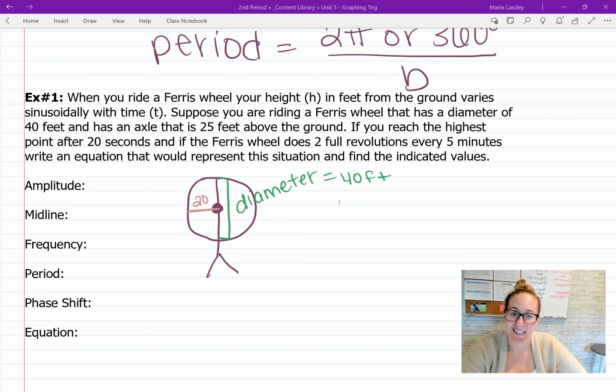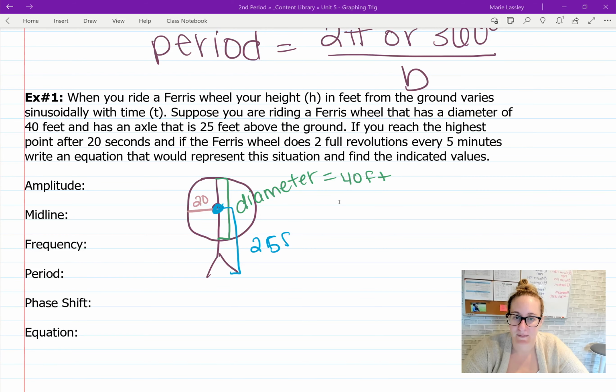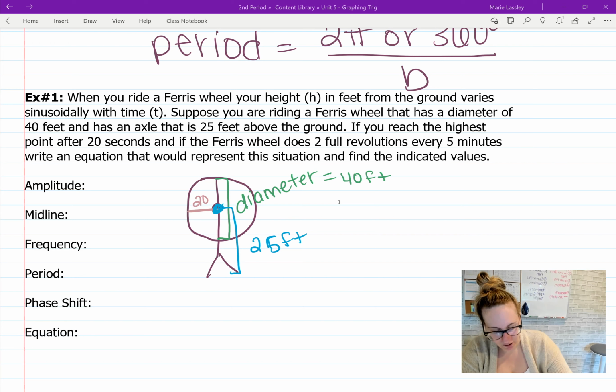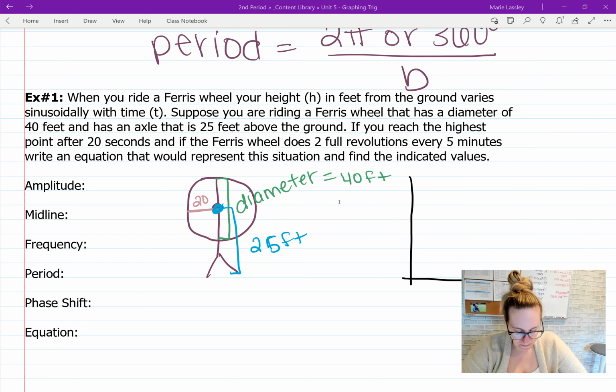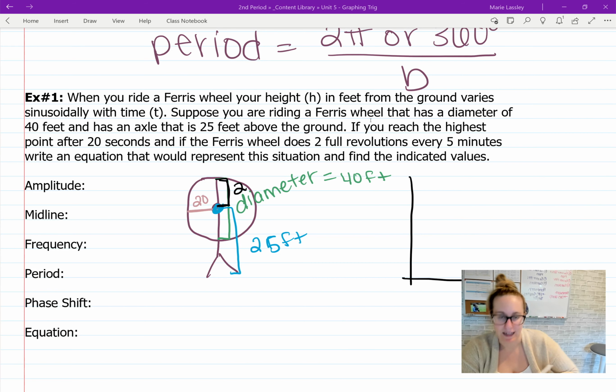Next, it tells us that the axle, which is the center piece right here in the middle, is 25 feet above the ground. So this is 25 feet above the ground. Cool. All right, so now we're going to try and sketch this. This is kind of a vague one. It's not my favorite problem to do first, but it's okay. So if this right here is 20, that's my radius.